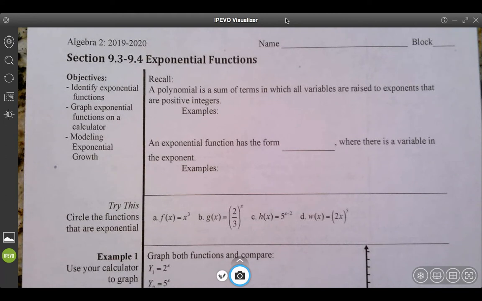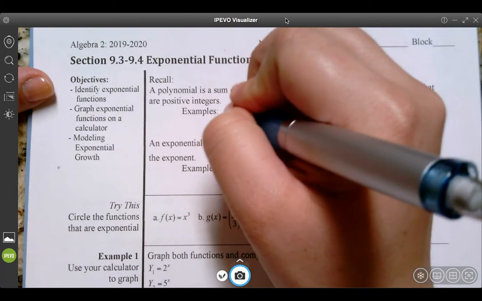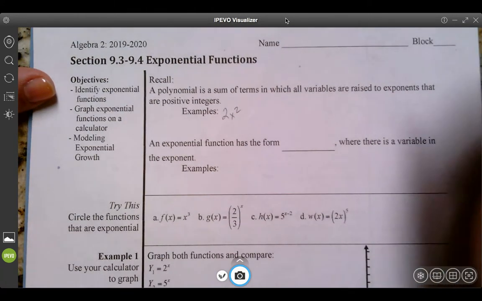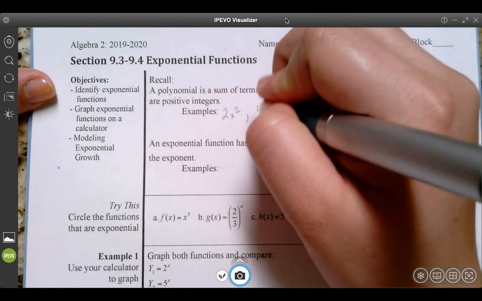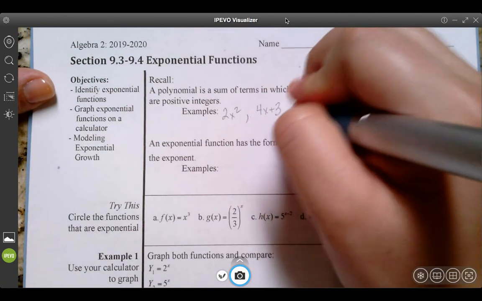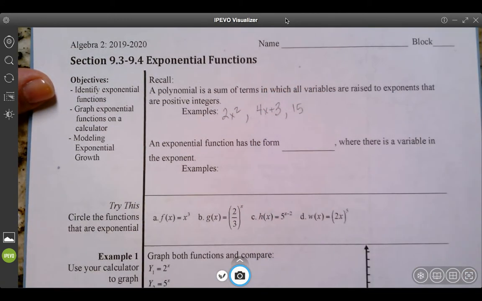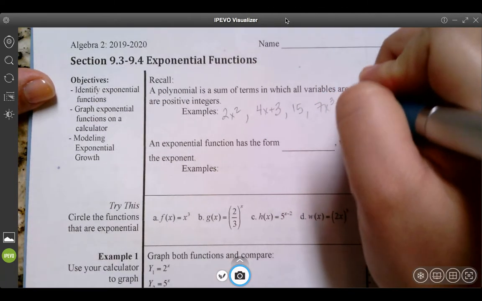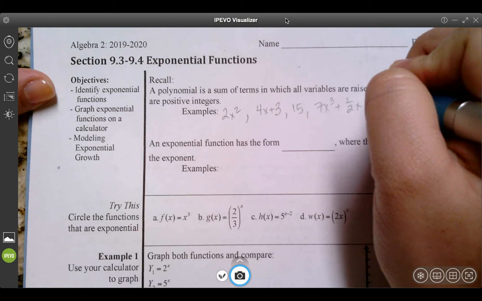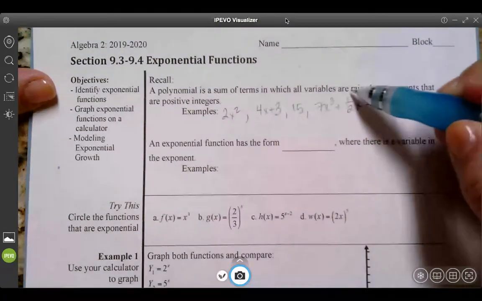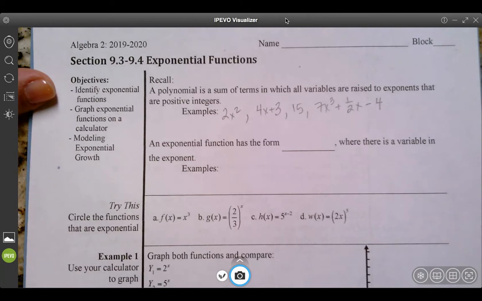Okay, so some examples of polynomials: 2x squared, for example, is a polynomial. That would be a monomial, one term. We have something like 4x plus 3, which is a polynomial. 15 is a polynomial. We can have 7x cubed plus 1/2 x minus 4 as a polynomial. Now, even though there's a fraction, because the fraction is a number, that's okay.